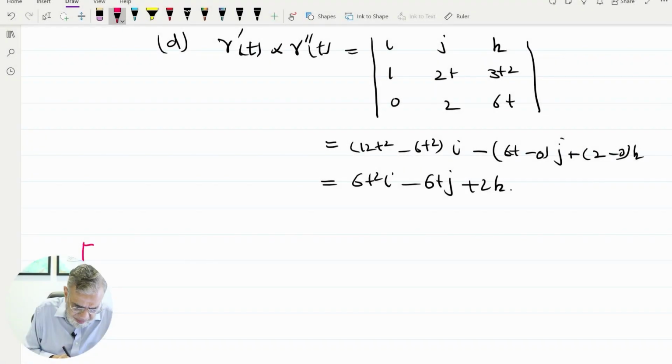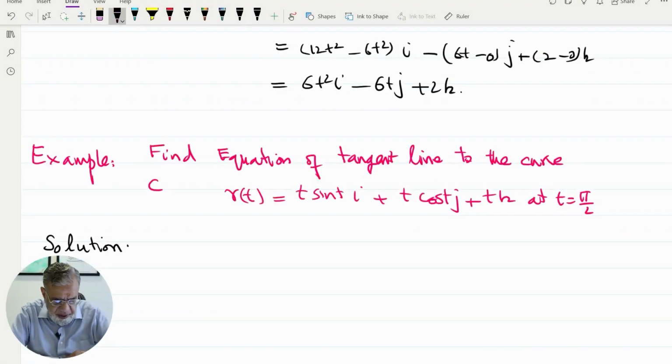So my next example is, the question is that we want to find the equation of the tangent line to the curve C, and the curve C is given by r of t is equal to t sine t i plus t cosine t j plus t k at the point t is equal to pi by 2. To find the equation of the tangent line, we need a vector parallel to the line and a point. So first we find the vector.